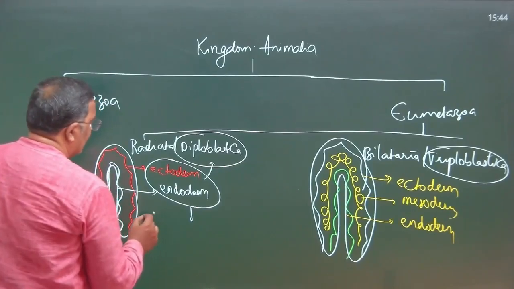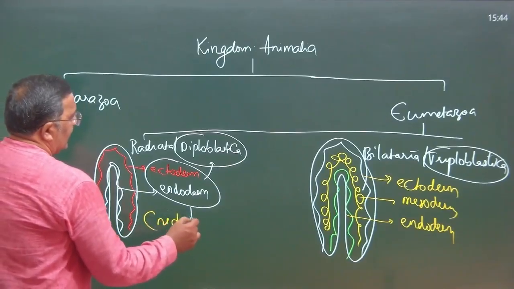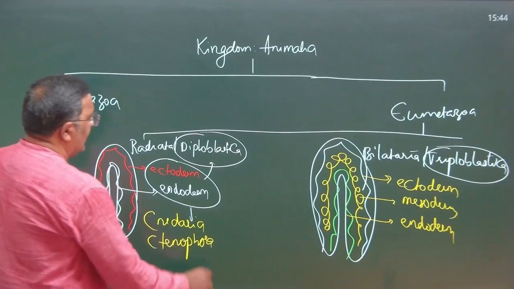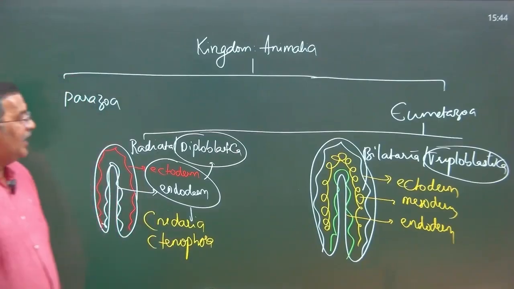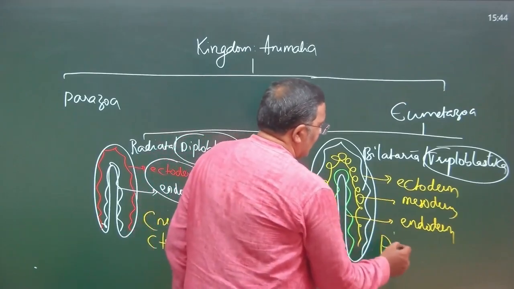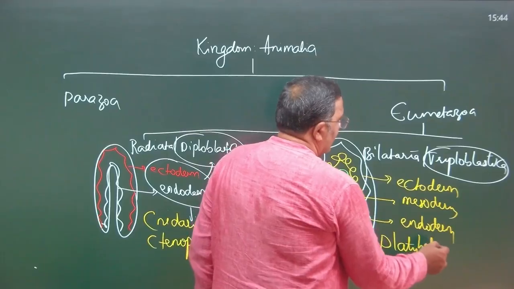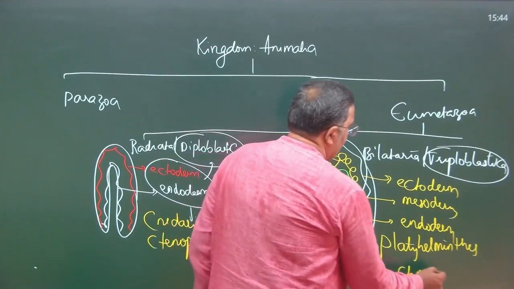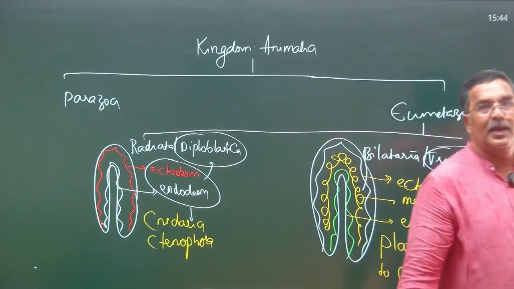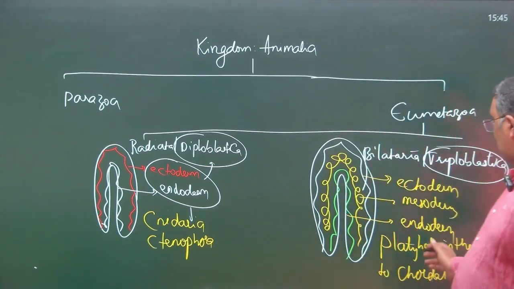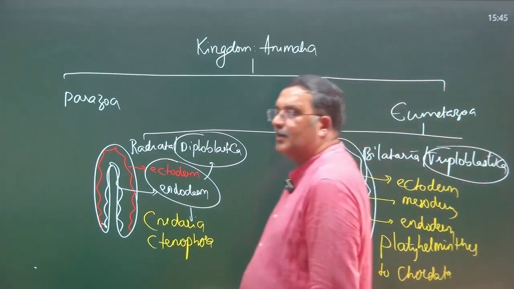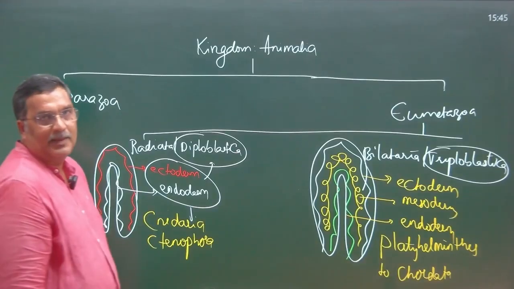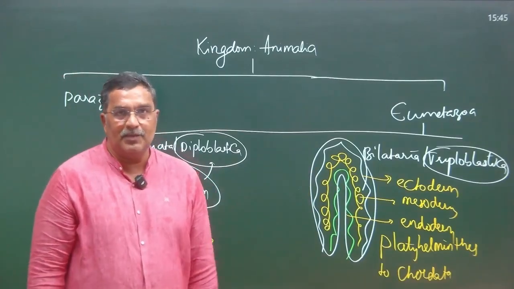What are the examples here? The phyla taken here are Cnidaria and Ctenophora. Phylum Cnidaria is also called Coelenterata, isn't it? Then triploblastica: phylum Platyhelminthes to Chordata. That is, Platyhelminthes, Aschelminthes, Annelida, Arthropoda, Mollusca, Echinodermata, Hemichordata, Chordata. All of them have three germ layers during embryonic development.